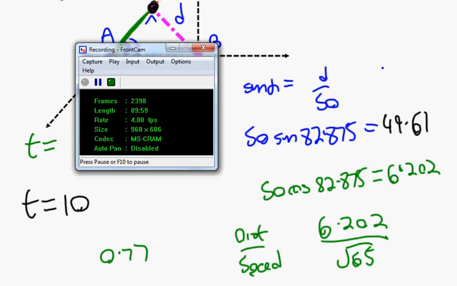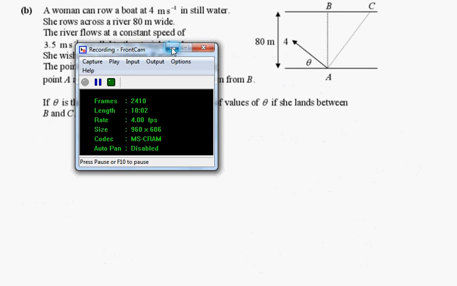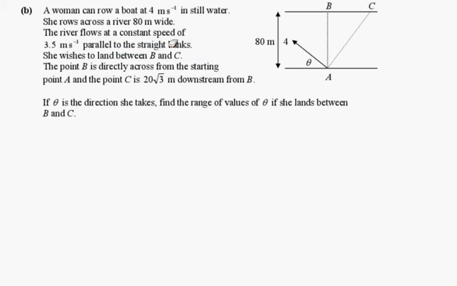I can do, oh dear. A woman can row about at 4 meters per second in still water. She rows across a river 80 meters wide. The river flows at a constant speed of 3.5. She's able to go directly across. How do I know that? She can travel faster than the water. She wishes to land between B and C. The point B is directly across. However, the point C is 20 root 3 downstream. 20 root 3 right there.